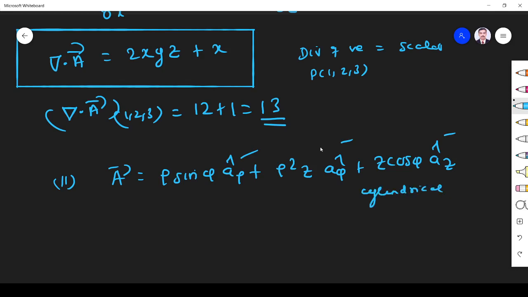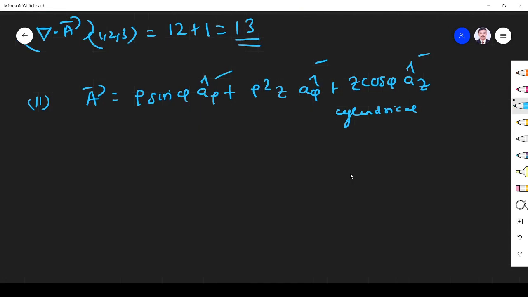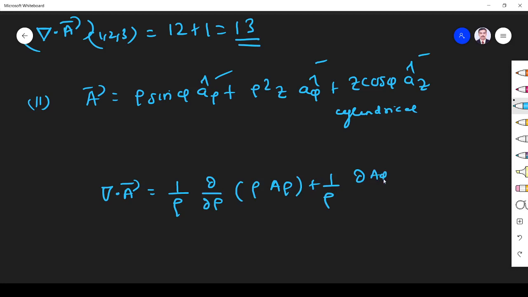So for the cylindrical coordinate system, what is the divergence equation? For the cylindrical coordinate system, del dot A is equal to 1 by rho dou by dou rho of rho A rho, plus 1 by rho dou A phi by dou phi, plus dou Az by dou z.